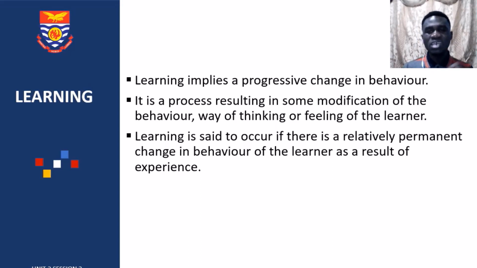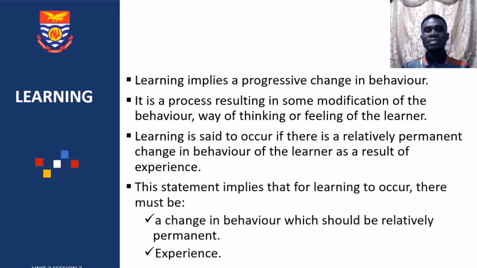One is that there must be a relatively permanent change in the behavior of the learner, and this change should be brought about due to the learner's experience. The experience can be direct or indirect. For a direct form of experience, we can allow learners to interact with the basic components of an electrical circuit. But for the indirect, you can just let them observe an electrical circuit. And the outcome of this is to bring about a permanent change in the behavior of the learner.